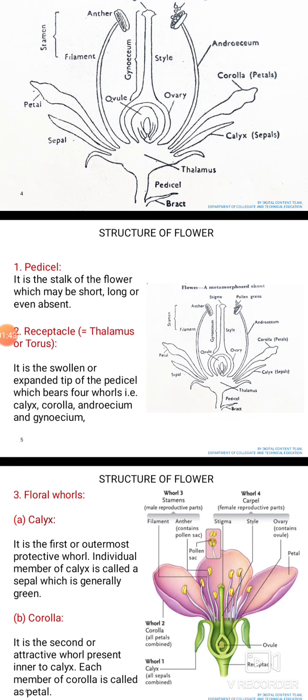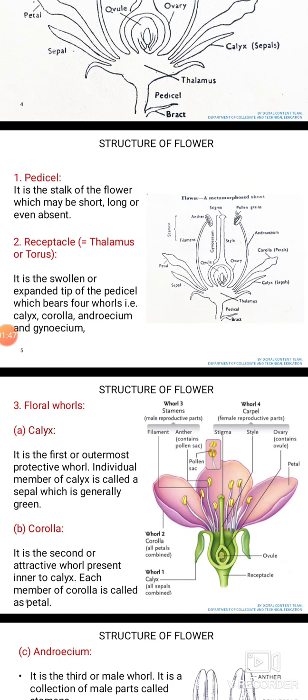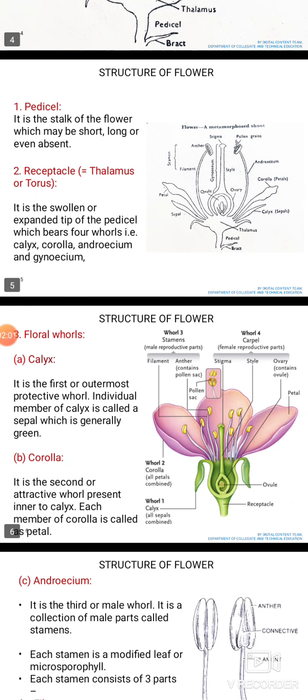Coming to the first one, that is calyx. Calyx is the first or the outermost protective whorl. Individual member of a calyx is known as sepals, which is usually green in color. So the second one is corolla, which is the attractive whorl present inner to the calyx. Each member of corolla is known as petal.